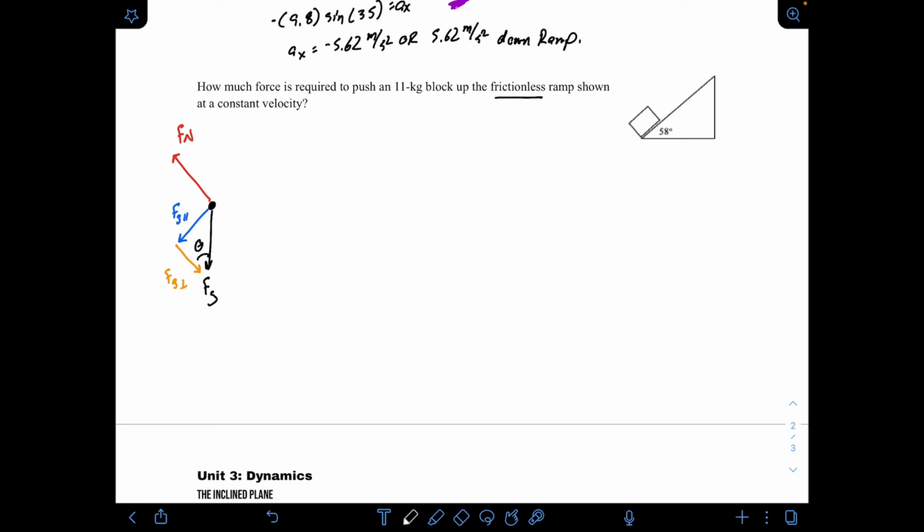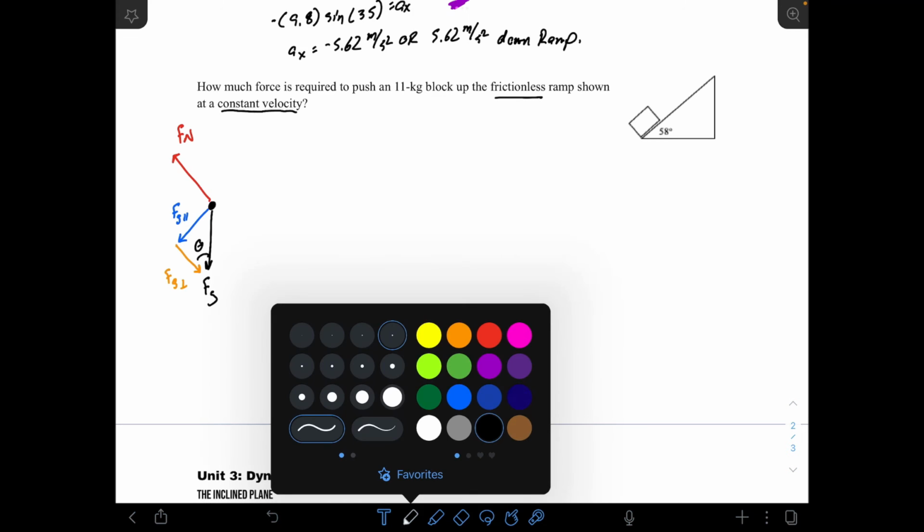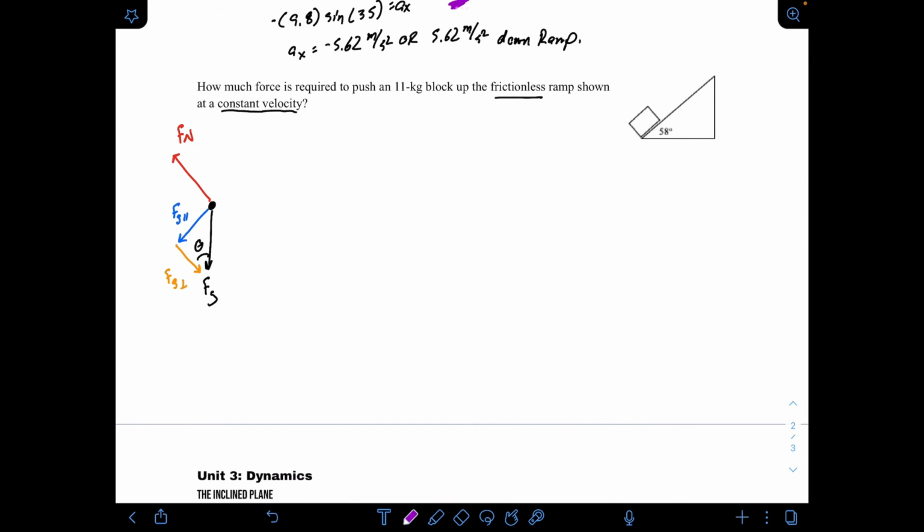So now what we have to look at is we have to find how much force is required to push this thing up the frictionless ramp at a constant velocity. So what that's telling me is there's some kind of force being directed. I'm going to call that Fp. There's a pushing force going up the ramp. Constant velocity means the net force in the x direction should be 0 newtons.